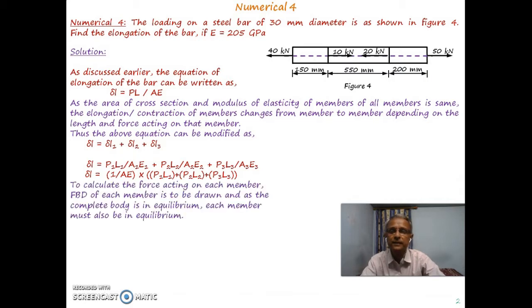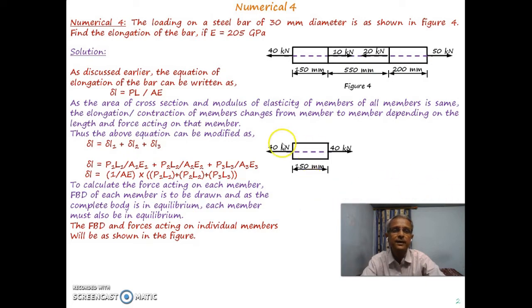To calculate the force acting on each member, a free body diagram of each member is to be drawn, and as the complete body is in equilibrium, each member must also be in equilibrium. So the free body diagram and force acting on each individual member were drawn, as shown here. If I am considering this segment and applying 40 kN force, then for equilibrium of only this segment, this force must be equal and opposite. So 40 kN over here.